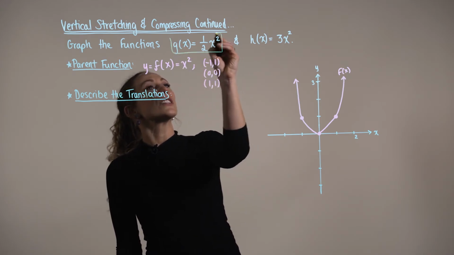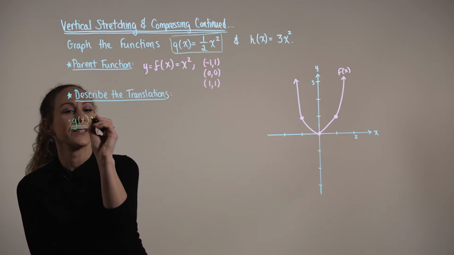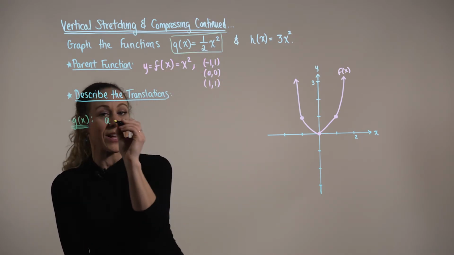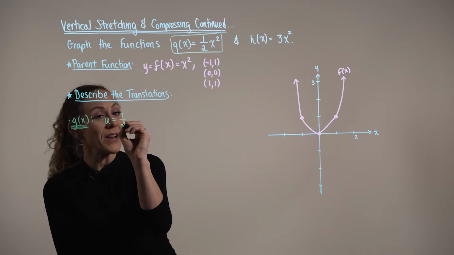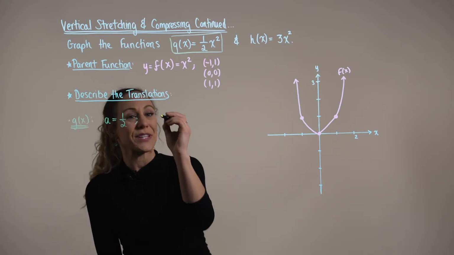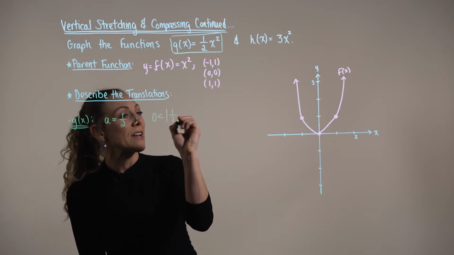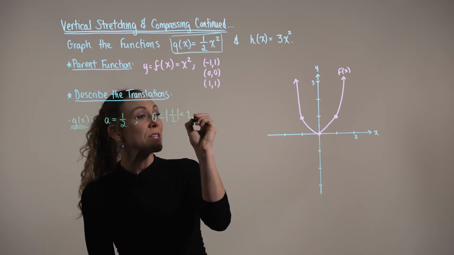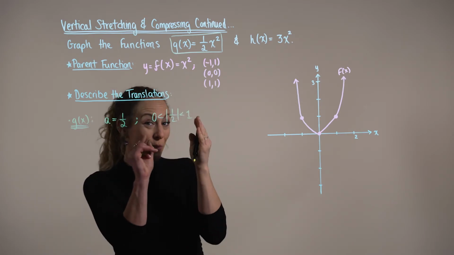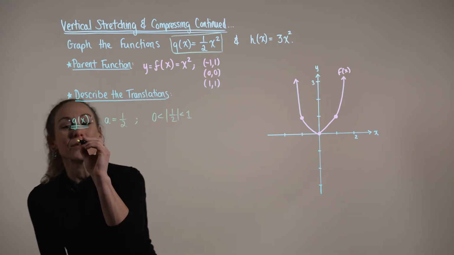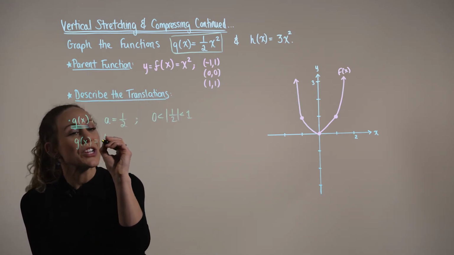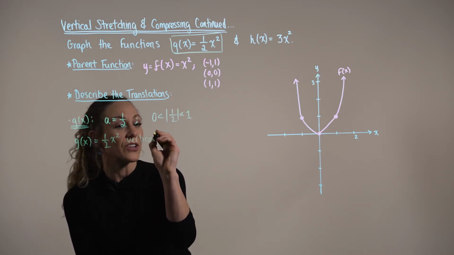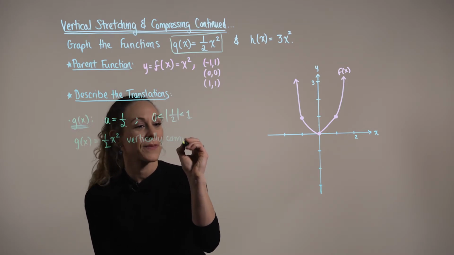So now that we've identified our parent function, let's consider both of our given functions. Starting with g of x, we can observe that the constant that's multiplying the squaring function is 1/2. And we can also see here that the absolute value of 1/2 is strictly greater than 0. But since it's a fraction, it's also strictly less than 1. So with this condition, we know that our function g of x, which is 1/2 times x squared, vertically compresses the parent function by a factor of 1/2.